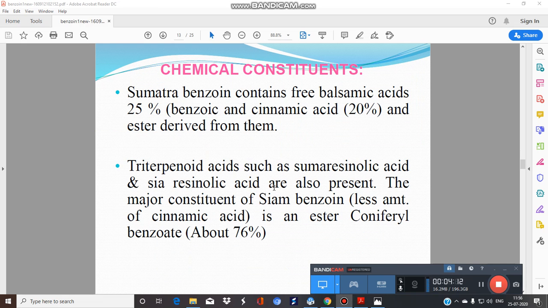Let's talk about the chemical constituents. It contains different types of alcohols like coniferyl alcohol, coniferyl benzoate, benzoic acid, and cinnamic acid. These are the main chemical compounds present in this plant because it contains free balsamic acids like benzoic acid plus cinnamic acid and various esters. Triterpenoids such as sumaresinolic acid are also present along with vanillin and phenyl propyl cinnamate.